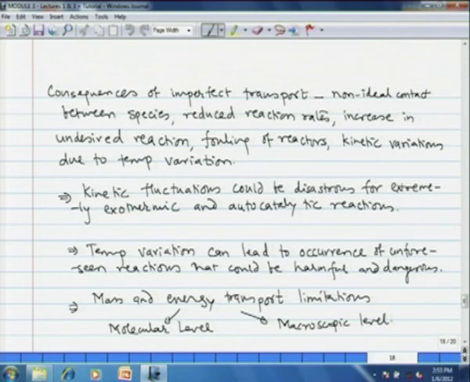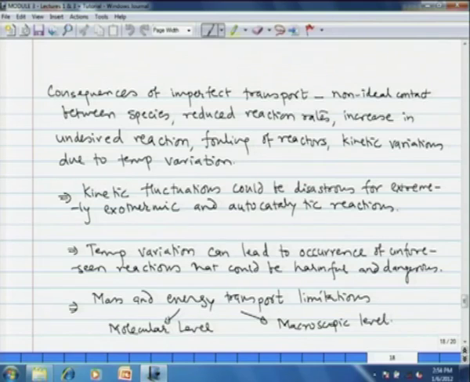exothermic or autocatalytic reactions. The temperature variation can lead to the occurrence of unforeseen reactions, which could not only cause the loss of reactant, but could also produce harmful side products and could also pose danger to sustainable reactor operation. Then the mass and energy transport limitations could be of two types. Firstly, they could be on the molecular level or macroscopic level.